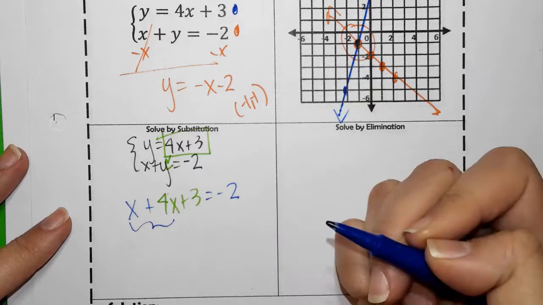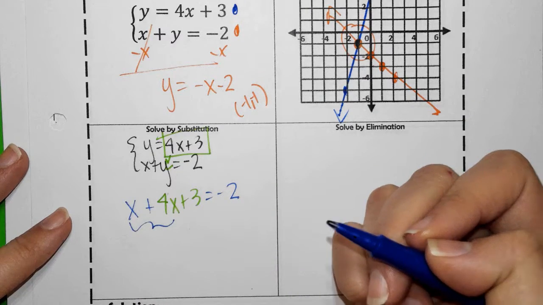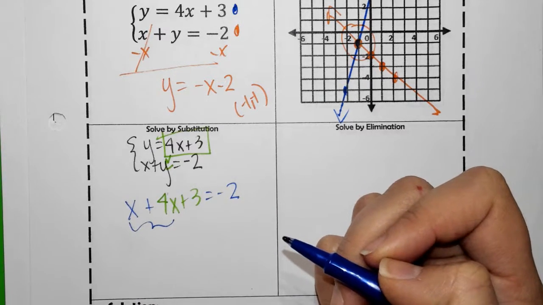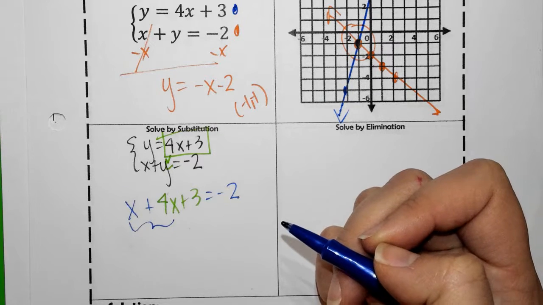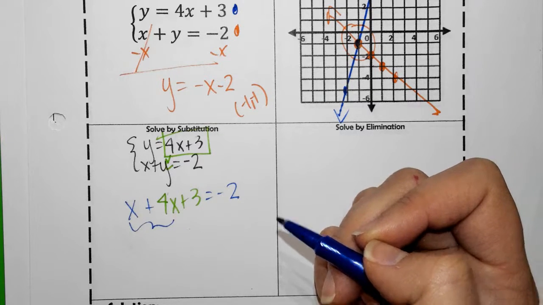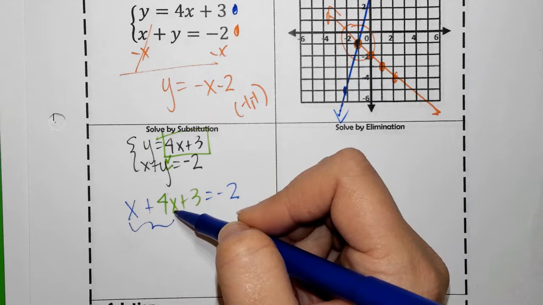Alright, now we combine like terms. Stop, Patrick, stop. You're going to get me on another tangent. Alright, what's x plus 4x?